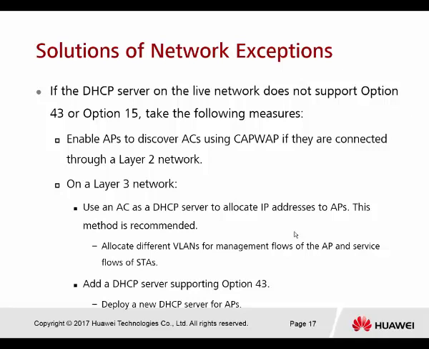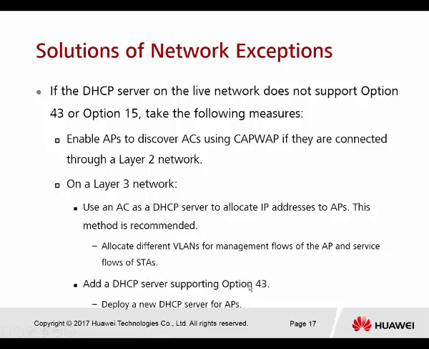But on layer 3, when the AC and the AP belong to two different subnets, two different VLANs, you have to do some configuration. So use the AC as a DHCP server to allocate the IP address to the AP. This method is recommended, because if the AC is the DHCP server, when the AP gets this IP address, it means they can always find the controller. Or else, you have to touch on option 43.